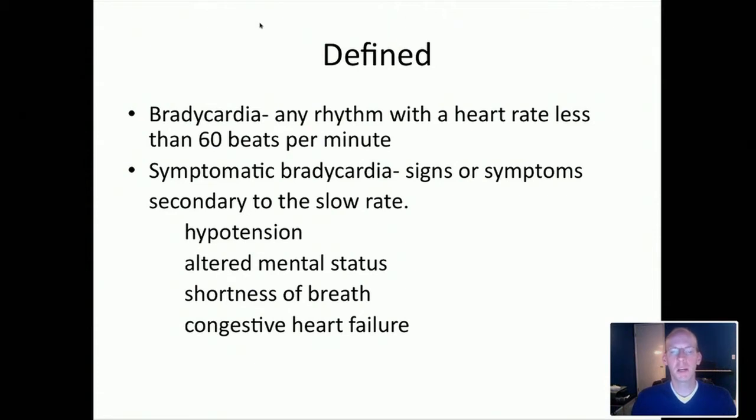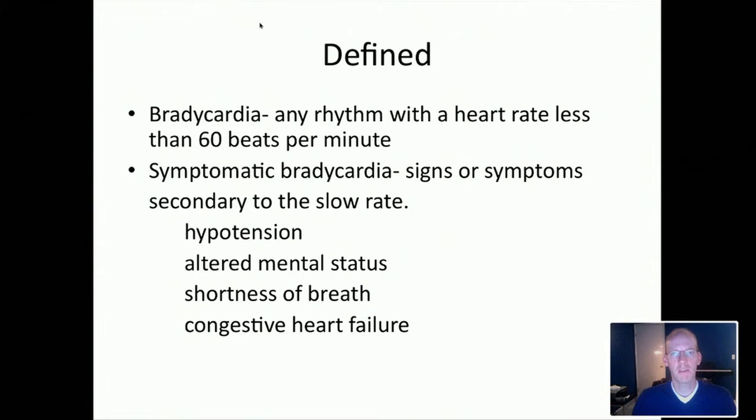Now, symptomatic bradycardia, that's when you have signs or symptoms that are secondary to the slow rate. So basically, you're symptomatic. What are some of the symptoms that you can have from this slow heart rate? And it's really a low cardiac output that's resulting in this symptomatology. So you could have hypotension, you could have altered mental status, pre-syncope, syncope, even loss of consciousness. You can have shortness of breath as the heart goes into failure.